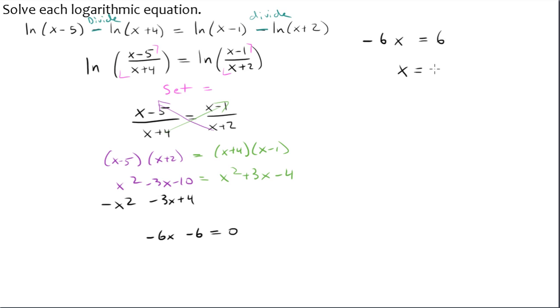x is equal to negative 1, which looks great, but let's check it. Minus 1 minus 5. Uh-oh, that's less than 0. Minus 1 plus 4 is greater than 0, but minus 1 minus 1, that's less than 0. Minus 1 plus 2 is greater than 0, but take a look right here. We have two cases where it's not in the domain.